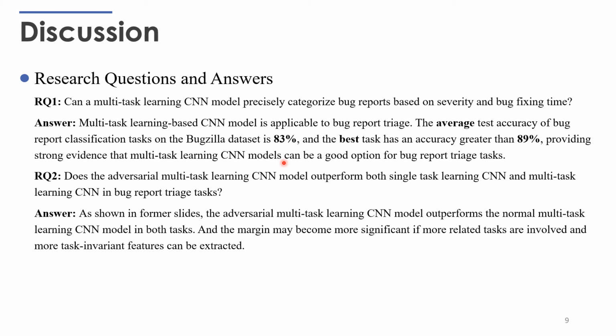And the second research question is, does the adversarial multitask learning CNN model outperform both the single-task CNN model and the multitask learning CNN model in bug report triage tasks? The answer is also yes. As shown in former slides, the adversarial multitask learning CNN model outperforms the normal multitask learning CNN model in both tasks, and the margin may become more significant if more related tasks are involved and more task invariant features can be extracted. And you can see this conclusion later.